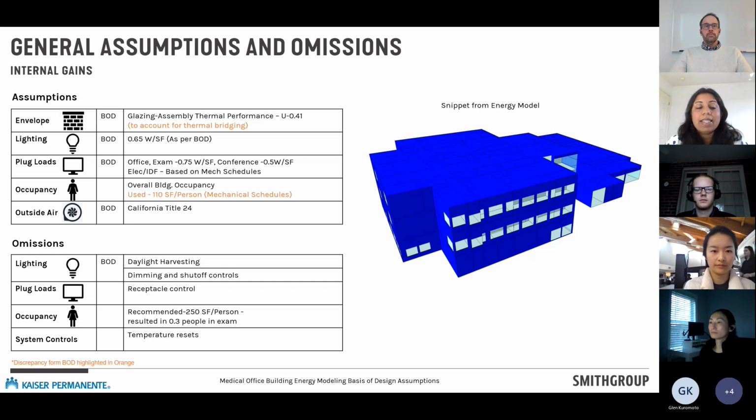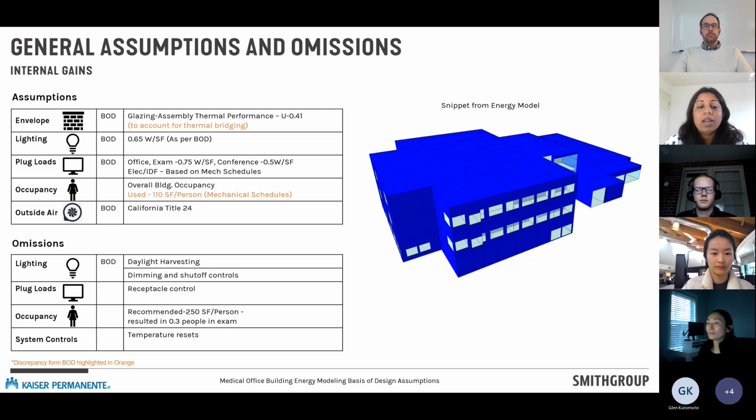Kaiser recommended that we use 250 square feet per person for the overall building occupancy. This is a great assumption. However, because we were also doing system sizing and the annual simulation, some of it resulted in exam rooms having like 0.2 or 0.3 people in the room, which we felt was very low for sizing purposes. Hence, we had to use the occupancy based on mechanical schedules.